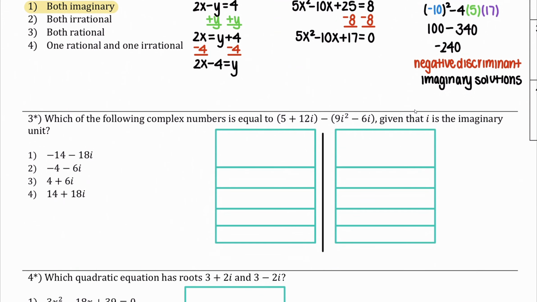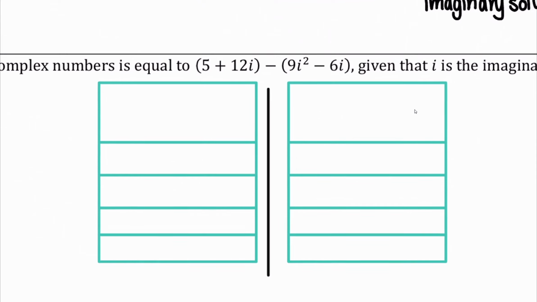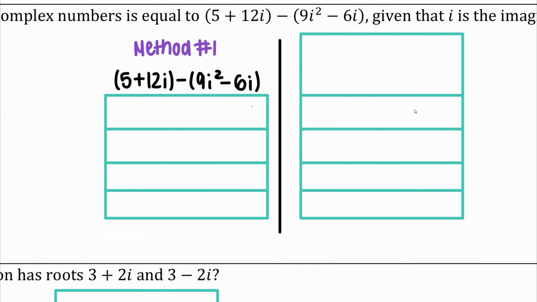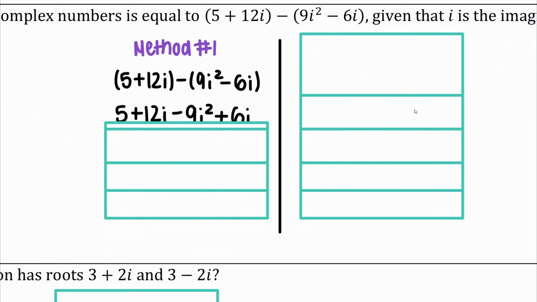Okay, let's look at number 3. Number 3 says, which of the following complex numbers is equal to this expression here, given that i is the imaginary unit? There are multiple ways to go about it. The first thing we can do is distribute the negative to each term first, which gives us negative 9i squared plus 6i as such.